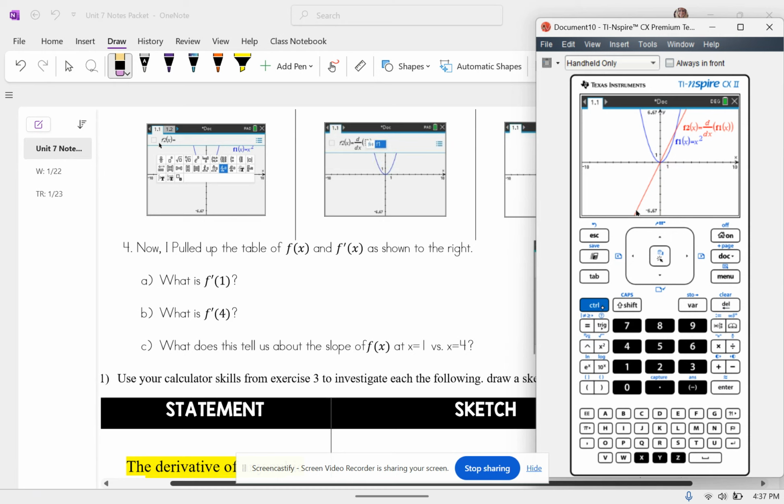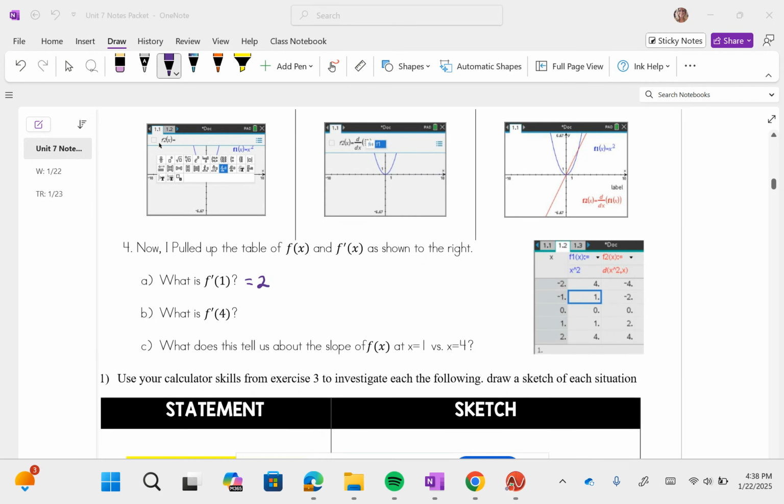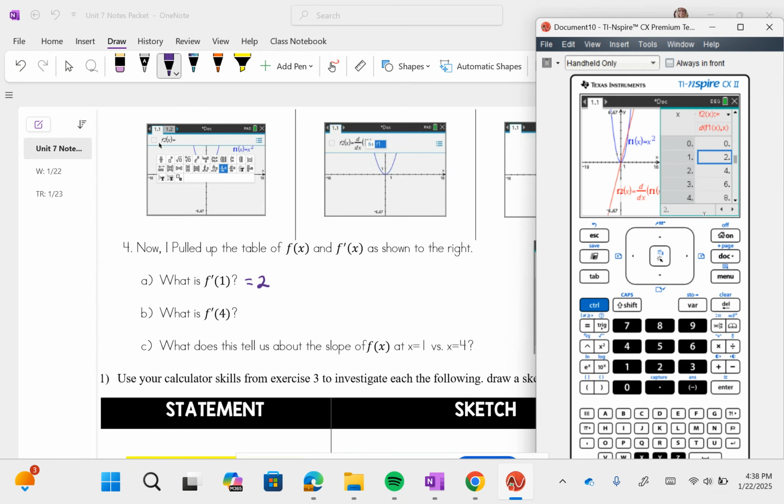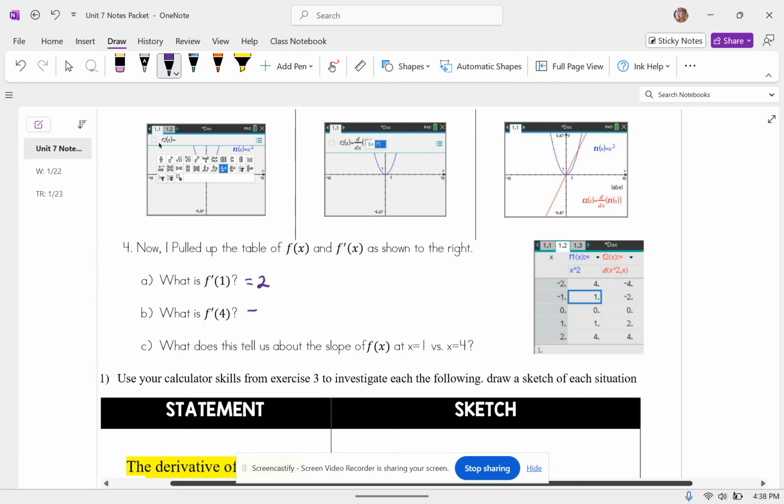So if we pull up the table, we can find f prime of whatever we want, which would be the derivative evaluated at a specific x value. So this column here is the x's. These are the derivatives, right? Evaluated at those specific x's. And we can go through here and see that f prime of 1 is 2. f prime of 4 is 8.